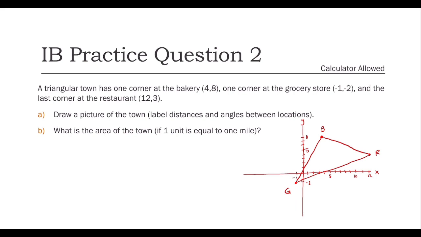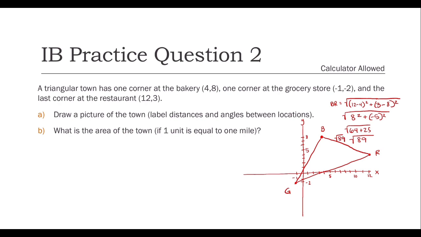So we can find the distances using the distance formula. So the distance of BR is going to equal the square root of the difference of our x's, so it'll be 12 minus 4 squared, plus the difference of our y's squared, so it'll be 3 minus 8 squared. So the square root of 8 squared plus -5 squared, which is the square root of 64 plus 25. So that's the square root of 89. So that's the length of this side right here.